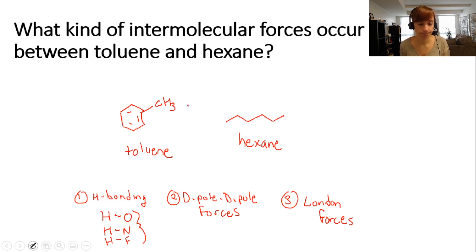intermolecular force. So now between toluene and hexane, there are no oxygens, no nitrogens, no fluorines, so only carbons and hydrogens. So there are no hydrogen bonding intermolecular forces. Now dipole forces, here there are no atoms other than carbon or hydrogen. So there are no dipole forces, leaving only London forces between the two. They're just very small interactions between the two molecules, very easy to break.